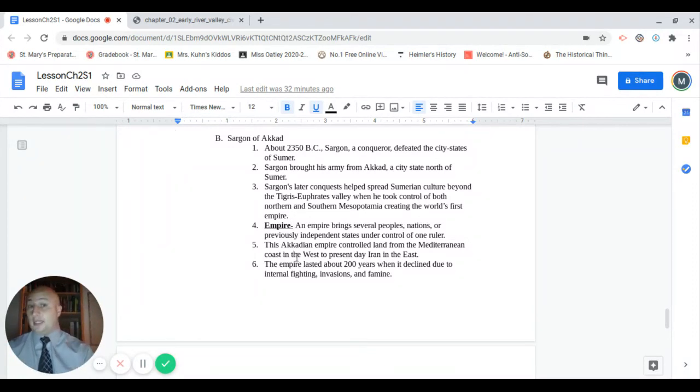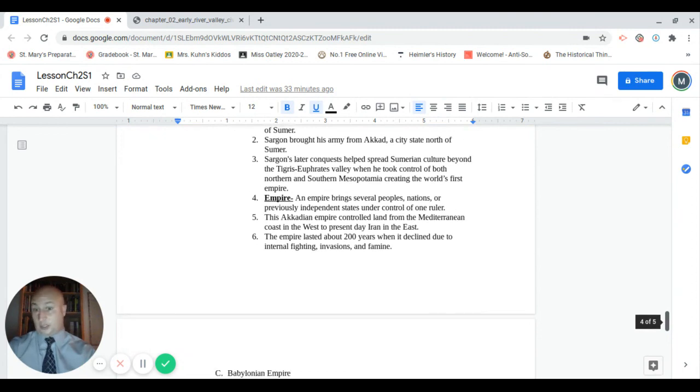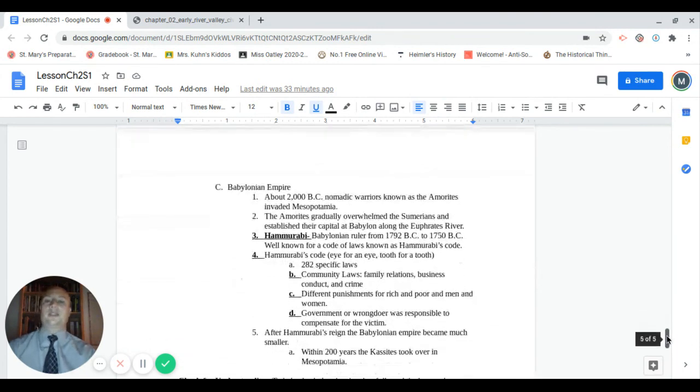Now, this was called the Akkadian Empire because he's Sargon of Akkad, and the Akkadians would control this region from the Mediterranean coast all the way east into Iran for about 200 years. But it eventually declined due to infighting, outside invasion, and then famine due to a drought around that time period. So first we had the Sumerians, then we had the Akkadians coming in, but once again, they adopted Sumerian culture, so they still were kind of known as Sumerians. Then the next key empire in this region is called the Babylonian Empire.